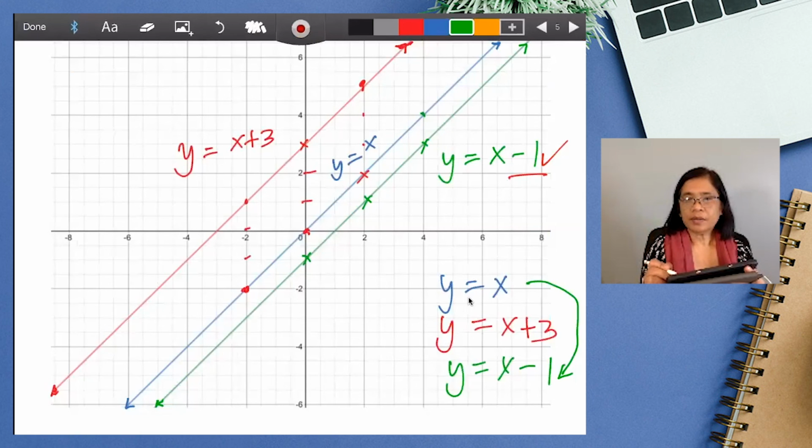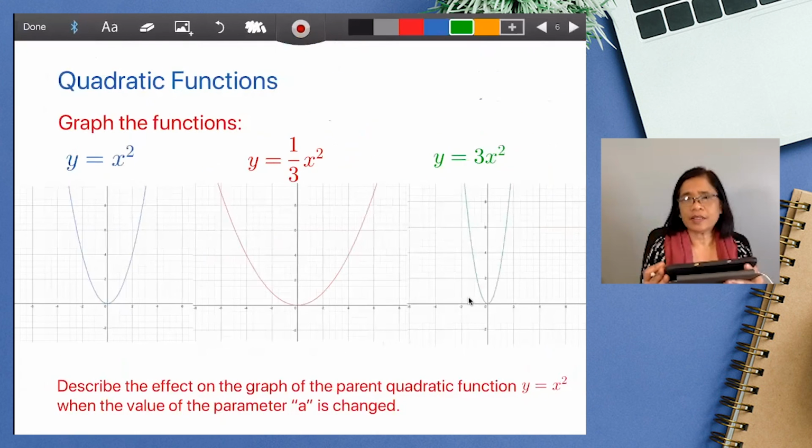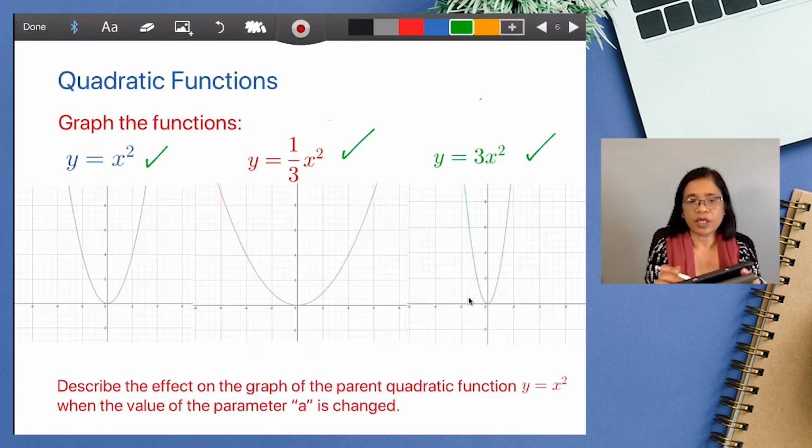So in our next lesson, we'll discuss the effect of changing the parameters on quadratic functions. So I want you to do some practice ahead. Google Desmos graphing calculator, and on the equation bar, type these 3 functions and see how the graphs compare or how they differ from the parent function. What is the effect when we change the value of a here, which is 1, to 1/3, then to 3?